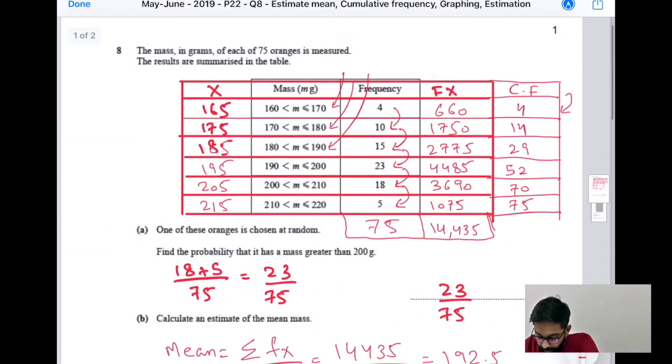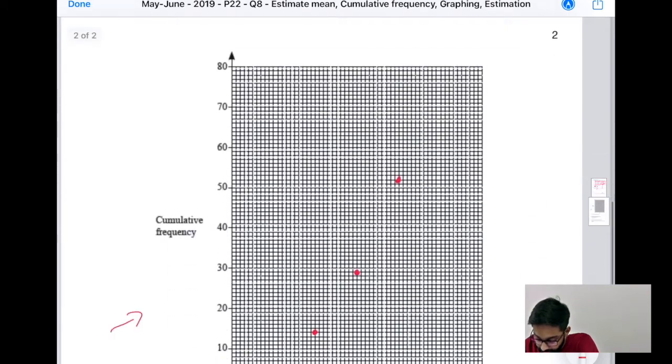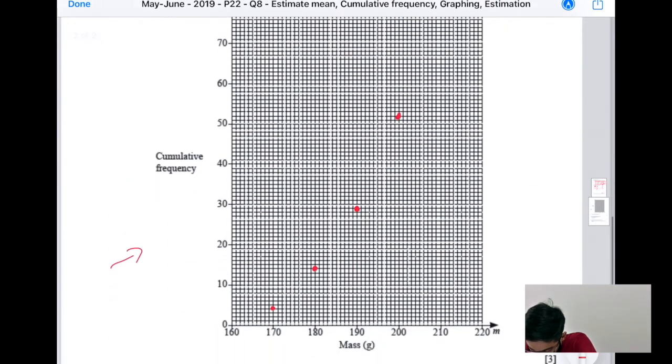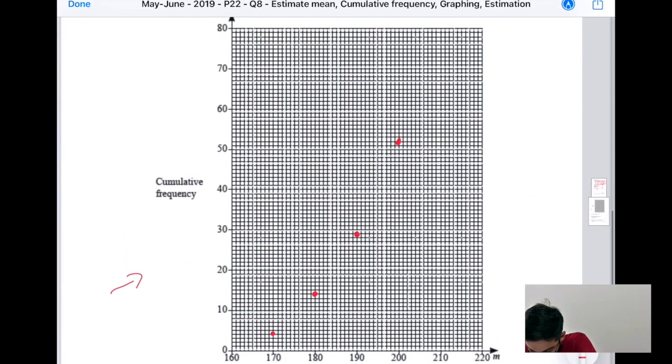Then it's 210 and 70. So we draw a dot at 210 and 70. Let's see where that is. It goes up, goes up, goes up, all the way till this point. Okay. I hope I did not make a mistake on this one.